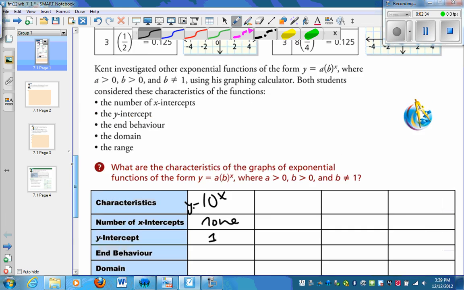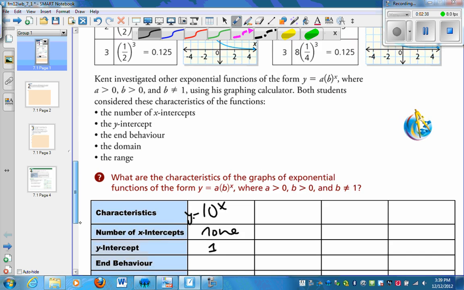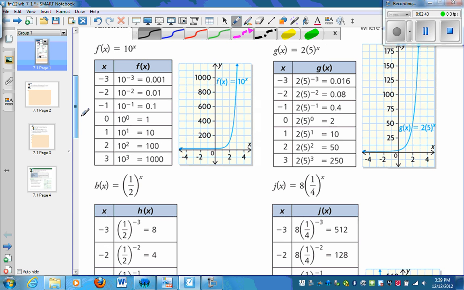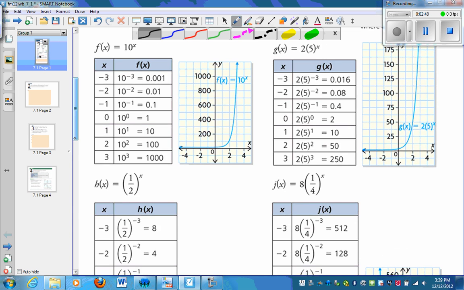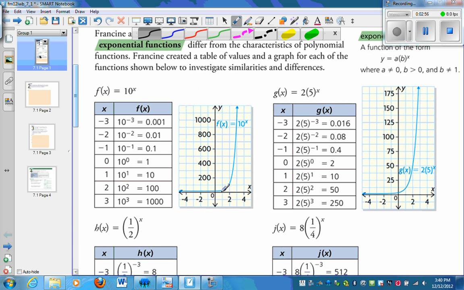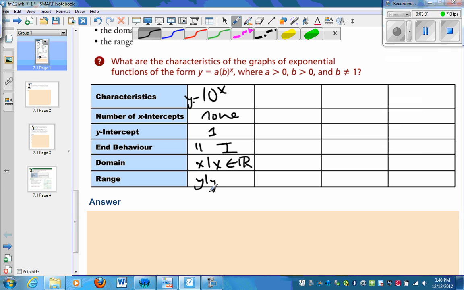The end behavior, okay, so this guy starts in quadrant 2 and goes to quadrant 1. The domain, so the x values, could it be any x value? I do think so. So all x, such that x is a member of the reals. And now, can it take any y value? It looks like it can't take anything less than 0. So y such that y is greater than 0, y is a member of the reals.